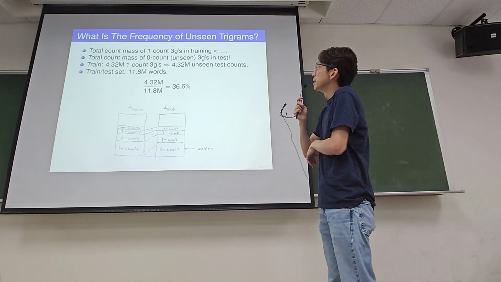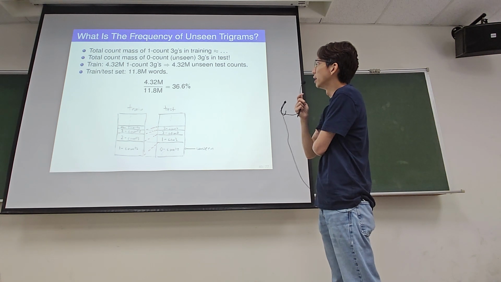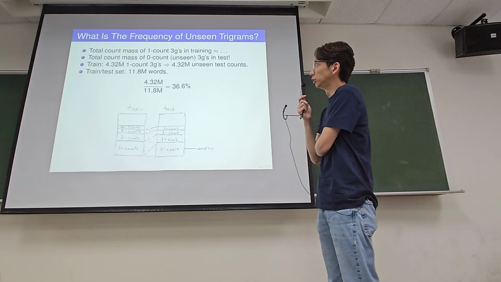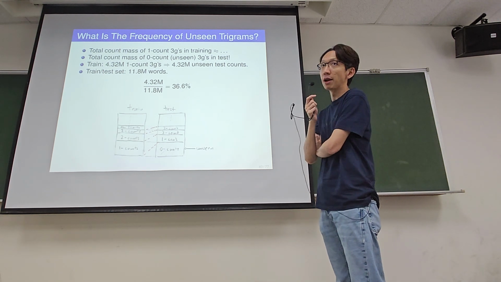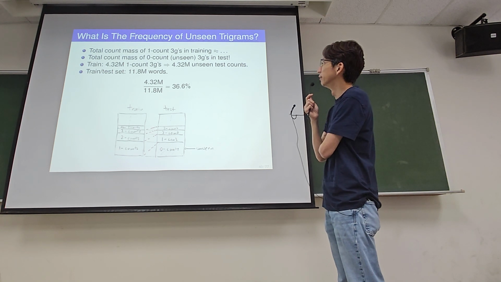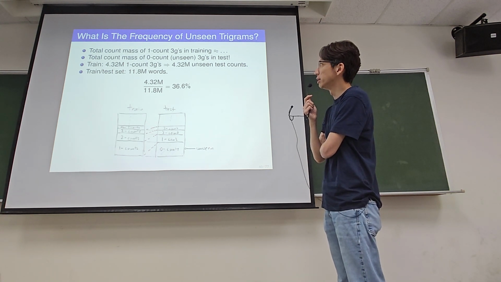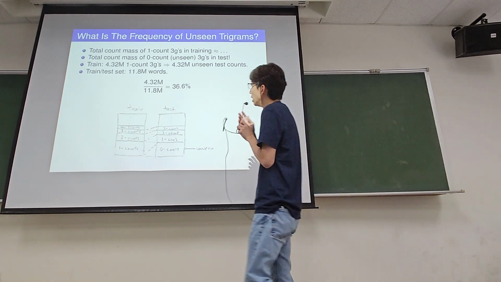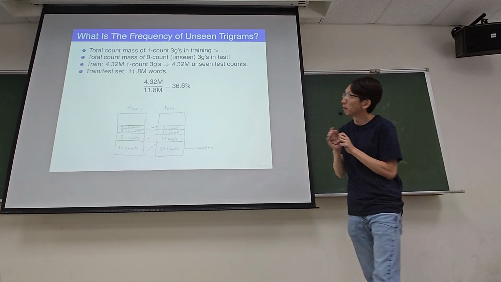So the total count mass of 1 count trigrams in training is equal to the total count mass of 0 count trigrams in the testing. In the training, if you have 4.32 million 1 count trigrams, that equals 4.32 million of N_C test counts. So for the 10 sets train test set, there are 11.8 million words, and you divide this by that, that's 36.6%.